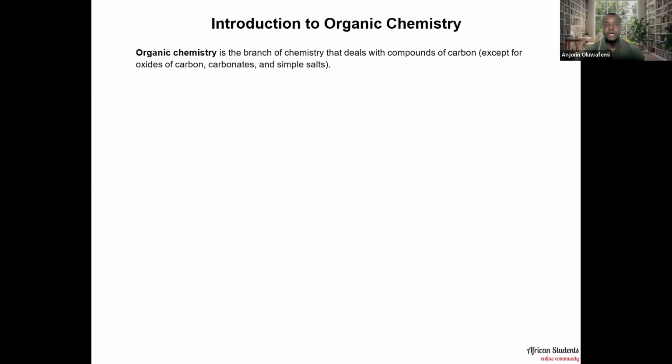Introduction to organic chemistry. Organic chemistry is the branch of chemistry that deals with compounds of carbon, except for oxides of carbon, carbonates, and simple salts. So organic chemistry is basically the branch of chemistry that deals with compounds of carbon, with the exception of oxides of carbon, like CO2 and CO, the different carbonates, and the simple salts. Those are the exceptions.